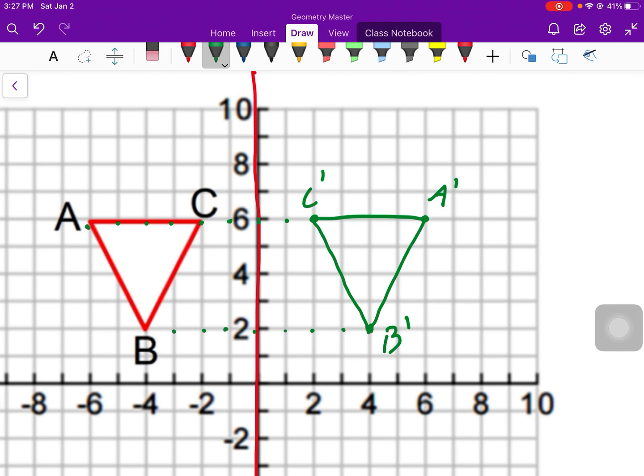Just like with translations, we are showing that this is where the shape ended up after a transformation. What I didn't specify today yet was that a reflection is also an isometry, or an isometric transformation, because the shape we end up with, our image, is congruent to the shape we started with, the pre-image.